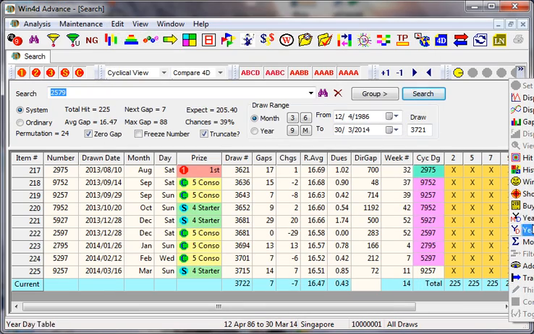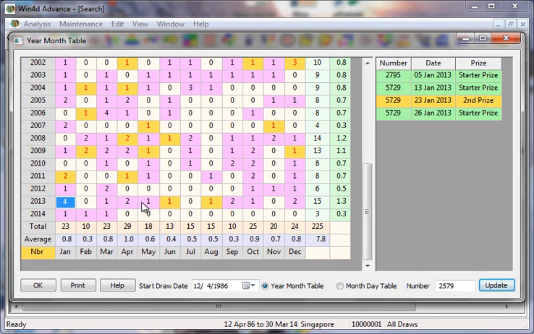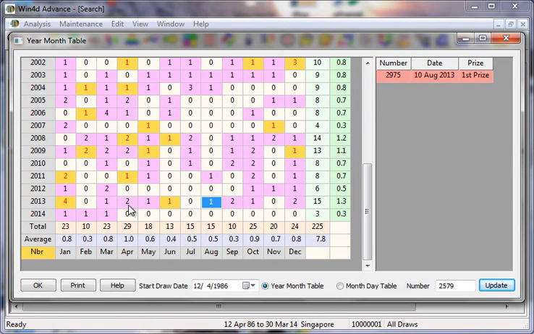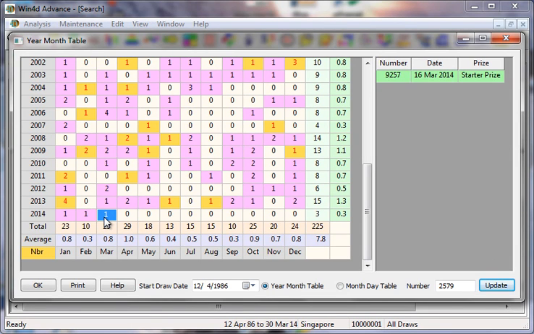Alright, that's one. Number 2, let's take a look at the year month table. This is for the Singapore data. Now, first and foremost, take a look at 2579, in the year 2013. It has got 1, 2, 3 top price appearances, which I classify as very, very fantastic. Not 1 time, 3 times. On top of that, it has only taken a break of 3 times. In fact, starting from December, it started to keep appearing. In fact, January, February, and March.